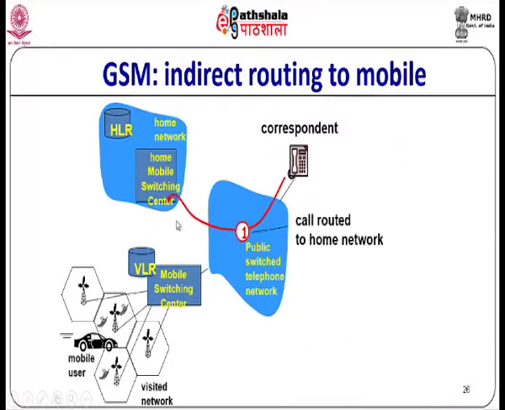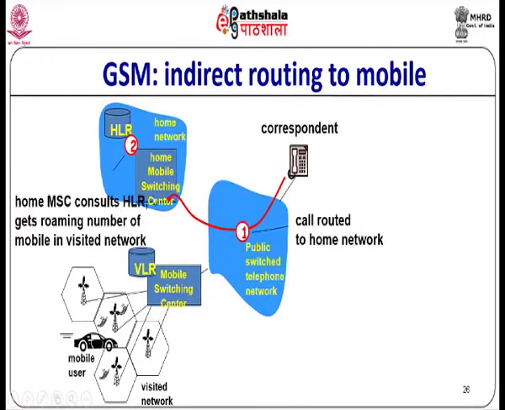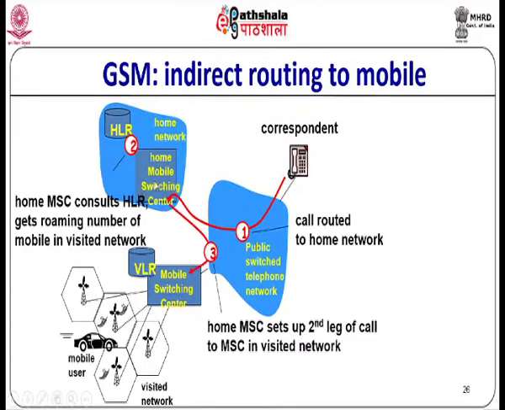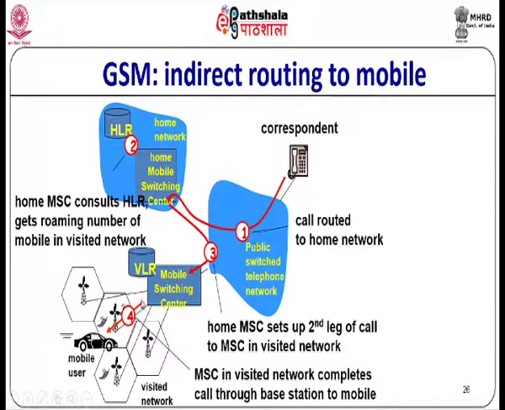First, the call, based on his number, will be routed only to his home mobile switching center. But the home mobile switching center will have information that this person is actually roaming in a different area. So it will now consult the HLR, get the roaming number of the mobile in the visited network, and transfer the call to that mobile switching center. Now this switching center knows where this person is currently located, through that particular base station to which he is connected. It will route the call to that particular person. So this is basically how the call will get completed.